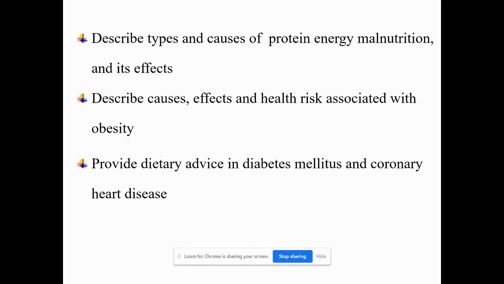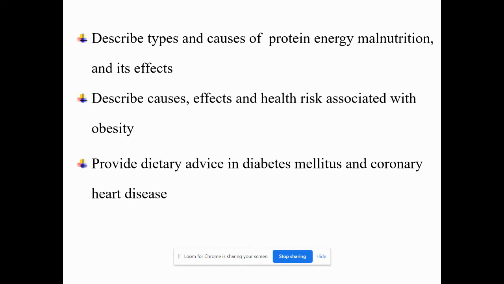And the seventh synopsis is that we should learn about the causes, effects and health risks associated with obesity. And the last one is what dietary advice we will be giving to the patient with diabetes mellitus and coronary heart disease. So these are the various synopses of what we're going to discuss for the upcoming lectures. Clear? Shall we proceed?